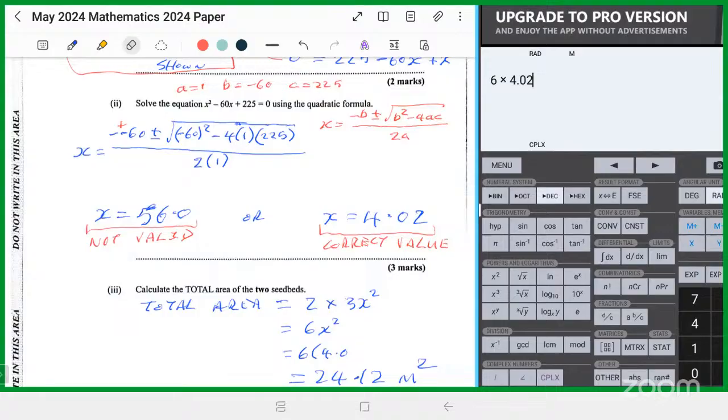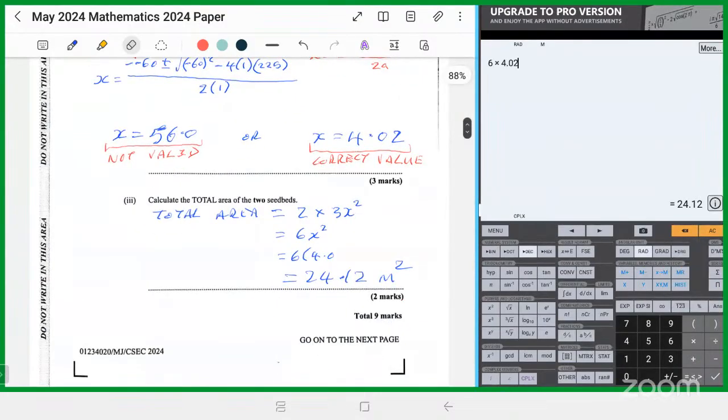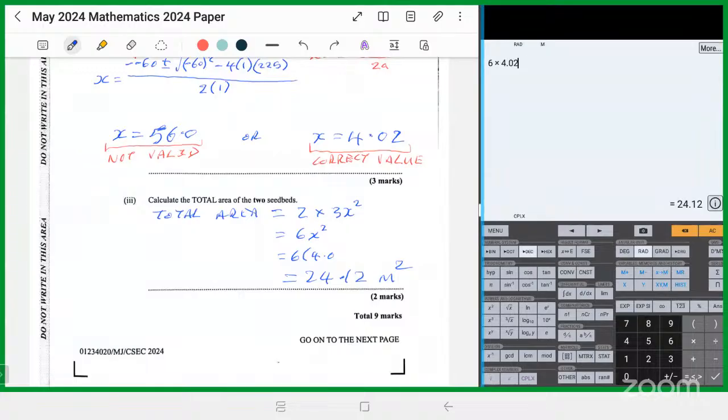24.12 meters squared. So it means that the area of one of them is half of this, 12.06. That will be the area of one of them, divided by 2. But understand that ends that question.